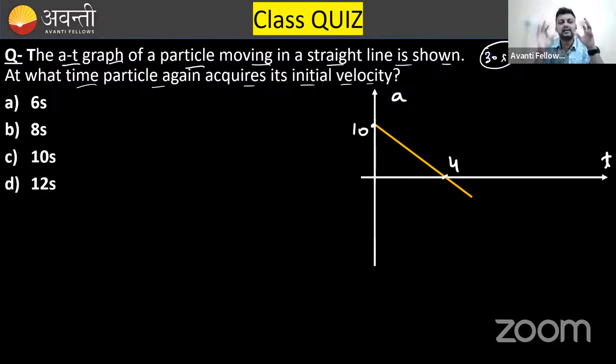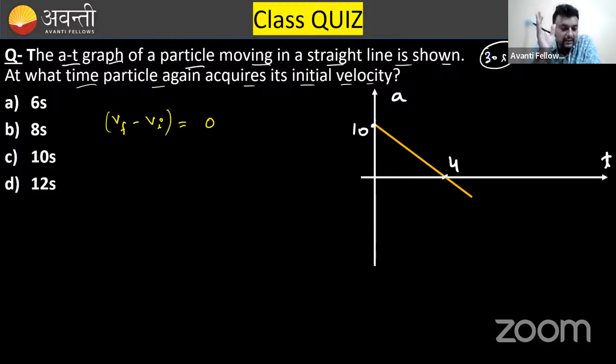That means that final and initial velocities are the same. So according to the question, if I say final velocity minus initial velocity, that means if you take the difference of these two velocities, it should be 0, because the particle is again gaining its same initial velocity. That means the difference of the two velocities is 0.